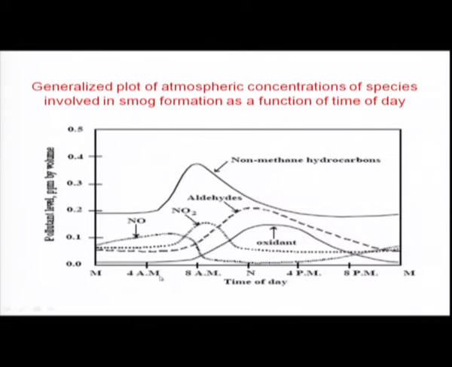people start moving to their offices and workplaces, and they drive their cars. Ultimately, if the cars are running, more NO and hydrocarbons will be released. That is why the concentrations go on increasing: NO concentration is increasing and hydrocarbon concentration is also increasing. This is because of vehicle movement. The car engines liberate NO and also unburned hydrocarbon.